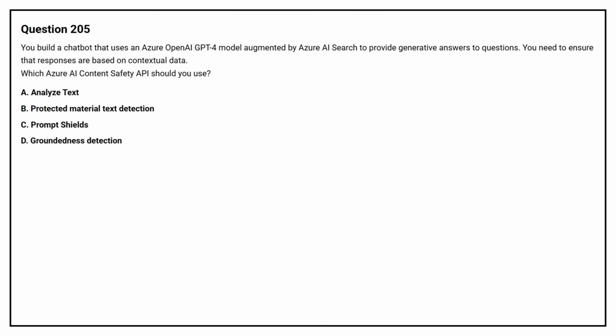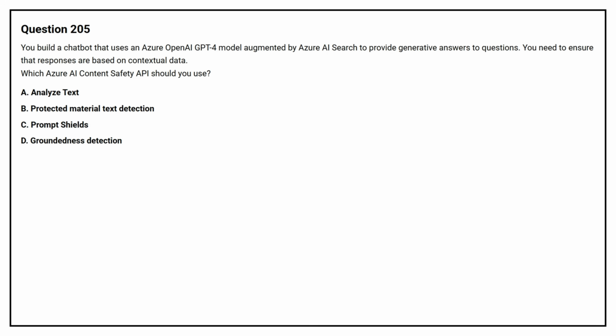Question number 205. You built a chatbot that uses an Azure OpenAI GPT-4 model augmented by Azure AI Search to provide generative answers to questions. You need to ensure that responses are based on contextual data. Which Azure AI Content Safety API should you use?